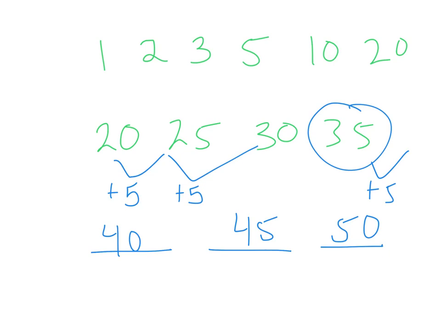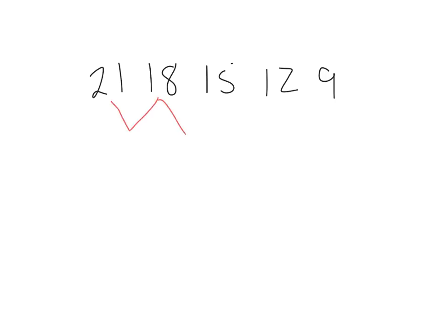We can also skip count backwards. We can go backwards in our counting. So we could go 21, 18, 15, 12, 9. And again, we're just trying to look at how we are changing from one number to the next. Well, my number's getting smaller, so we're minus.